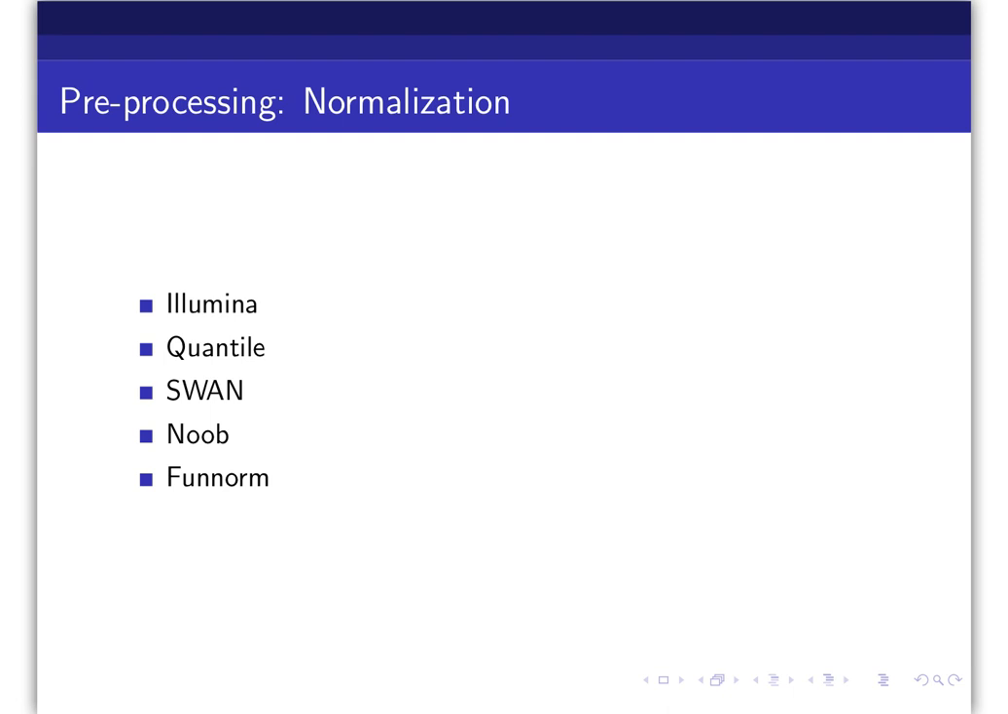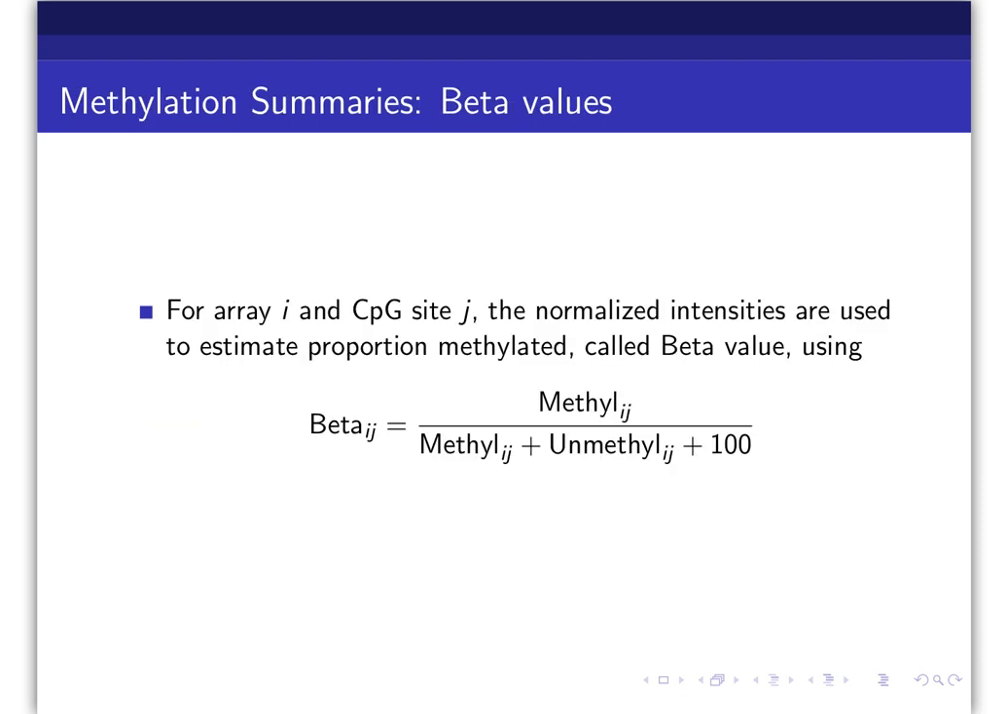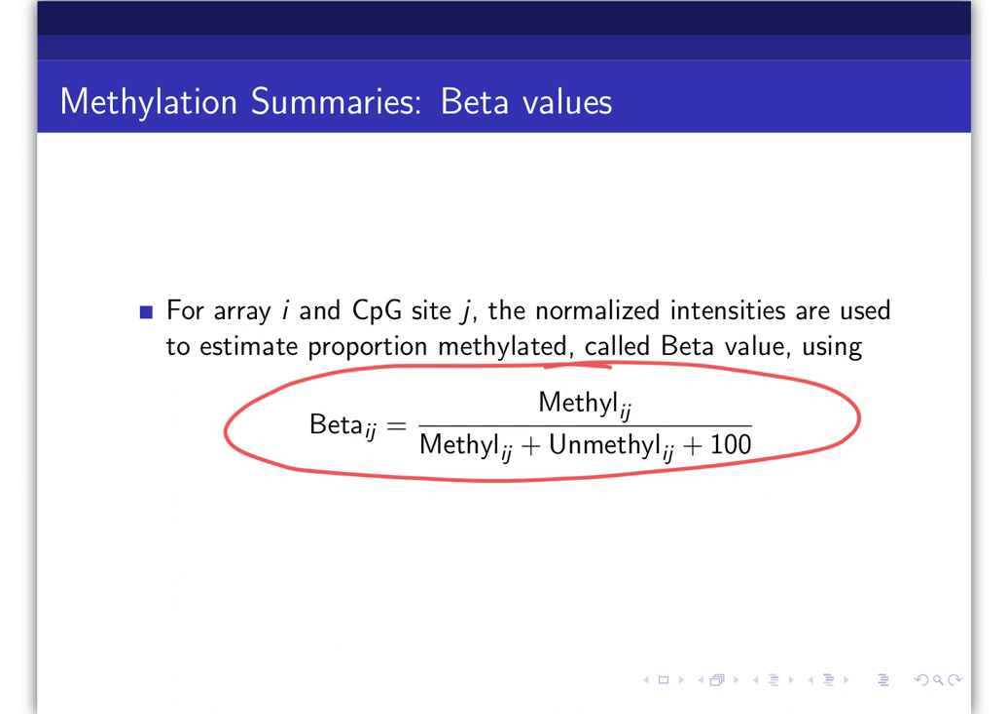Some of these methods were developed to handle the two bead types in the newer assays, that is, for the 450K and EPIC assays. Once the raw data have been normalized, we then extract methylation summaries. For each array I and probe type J, the background corrected intensities per probe were used to estimate proportion methylated using this equation. That is, the quantitative amount of methylation at each CpG locus is reported as beta values. Beta values range from 0 to 1 and represent the percentage or proportion of DNA methylation present at a given site.